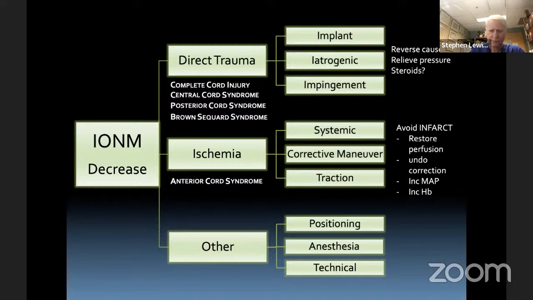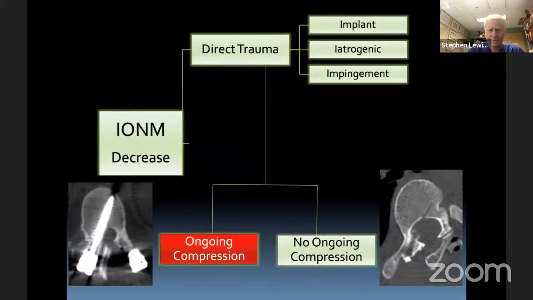The ischemic one is really where you have to increase your blood pressure and try to improve your perfusion. I often find in deformity surgery, anemia is one of our biggest factors, and that needs to be reversed and addressed as well. So when we look at direct trauma, you have a traumatic event to the cord. I'm just showing an example of a screw in the canal. You can see, obviously, you have ongoing compression, and you've got to take that screw out. In the other one, the screw's already out, so there's really not a lot more you can do.